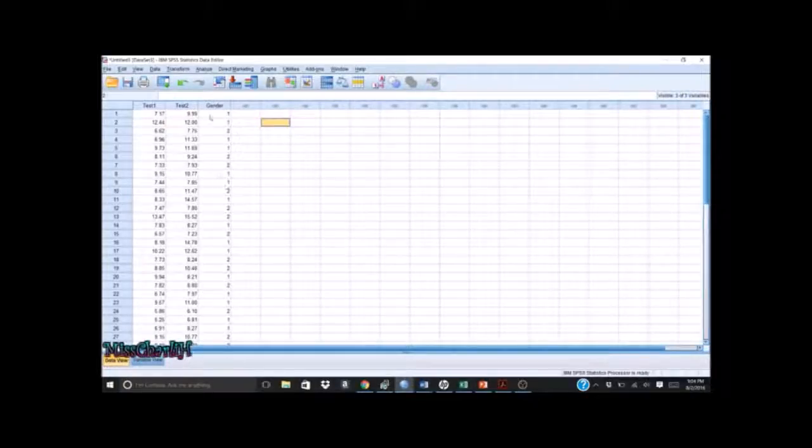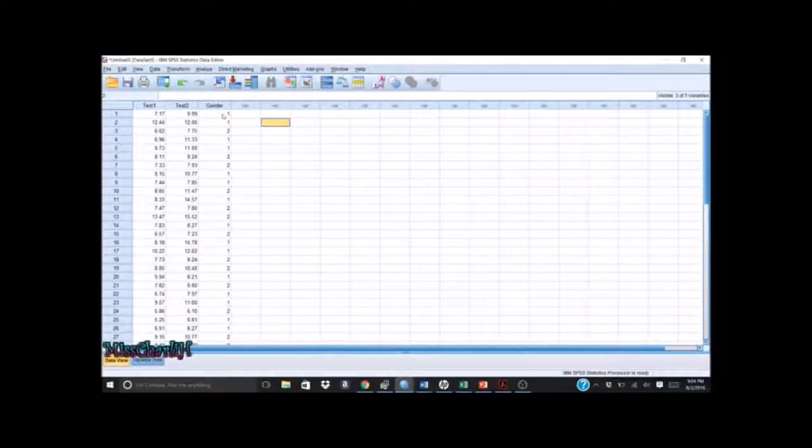So I'm going to flip again down here. I'm just going to click on data view, and here is my data. This first participant took test 1 and scored a 7.17, took test 2 a week later after the lecture and scored a 9.99, and the gender is 1.